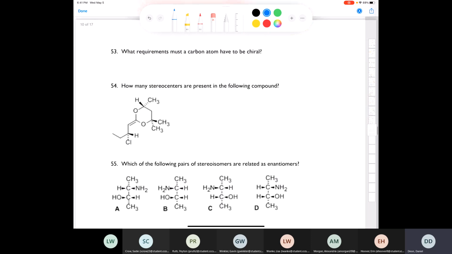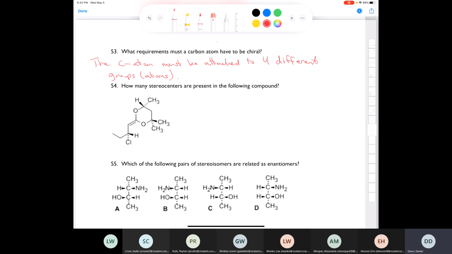Where are we? Question number 53. What requirements must a carbon have in order that it be designated or denoted as being chiral? The carbon atom must be attached to 4 different groups or atoms. Okay, so that gives you a chiral carbon.